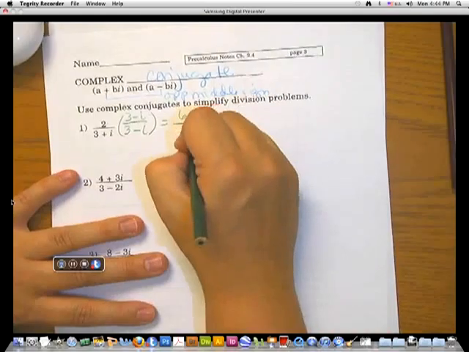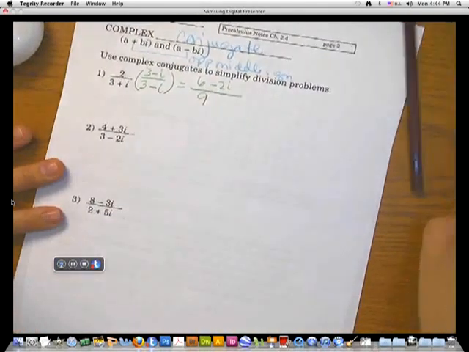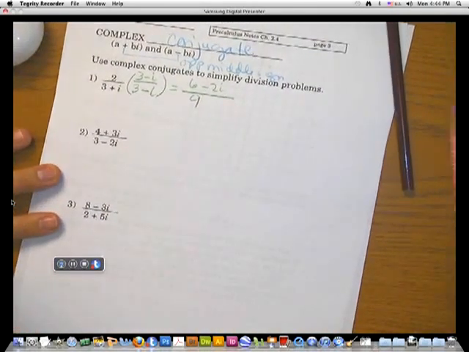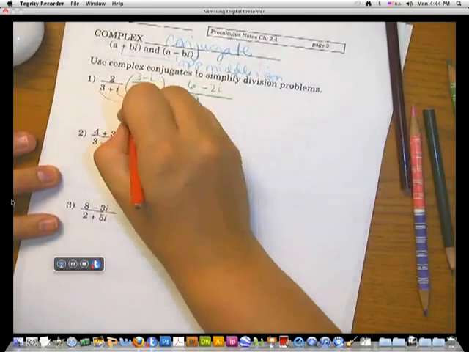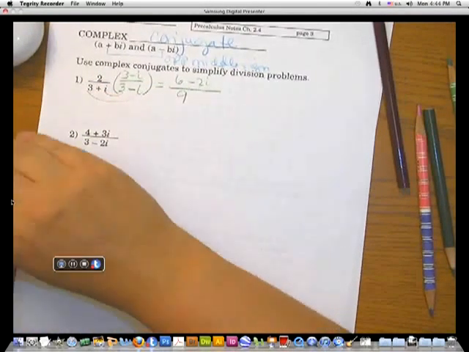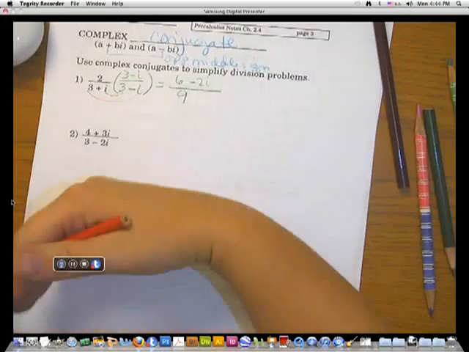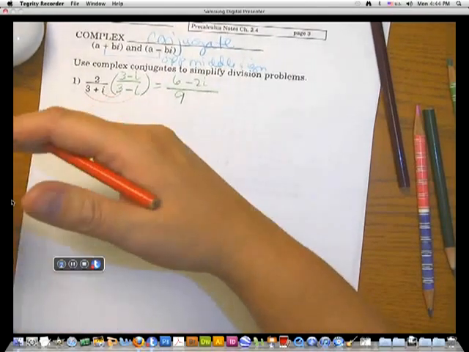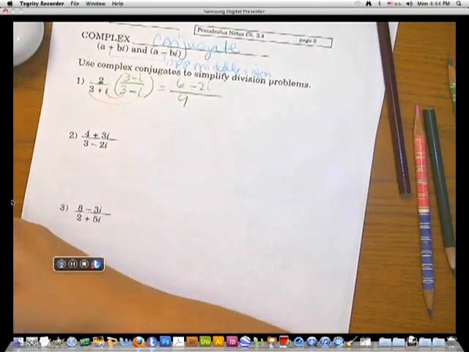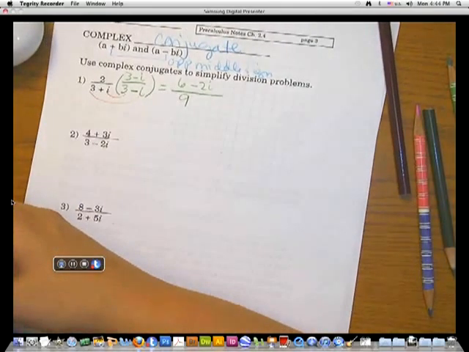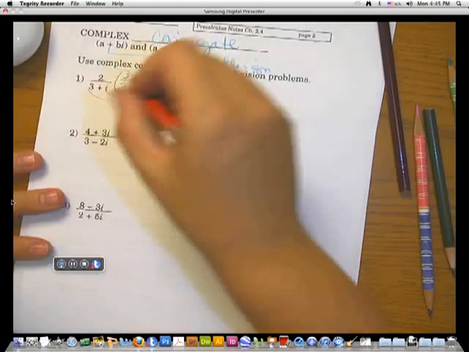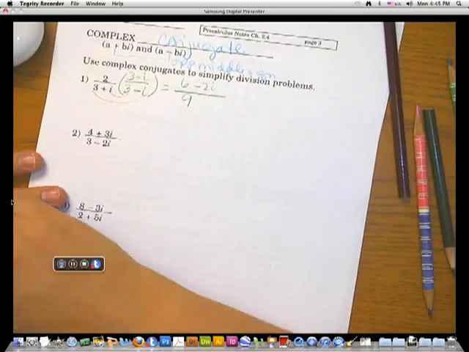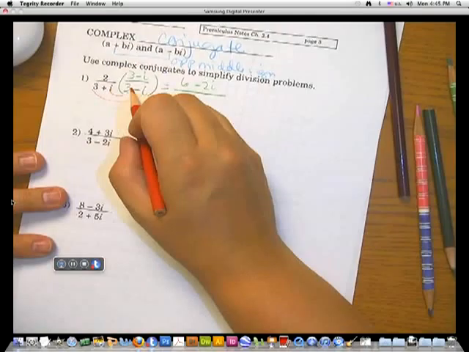3 and 3 is 9. Now the whole purpose of a conjugate is that these middle terms, minus 3i plus 3i, cancel. They have to cancel. That's the whole purpose of a conjugate, is for those middle FOIL terms, the O and the I, to cancel each other out. So since they will always cancel each other out, you do not have to actually show minus 3i plus 3i.